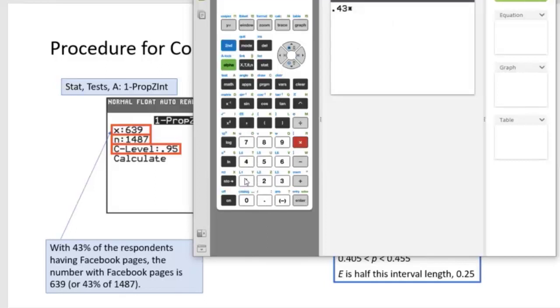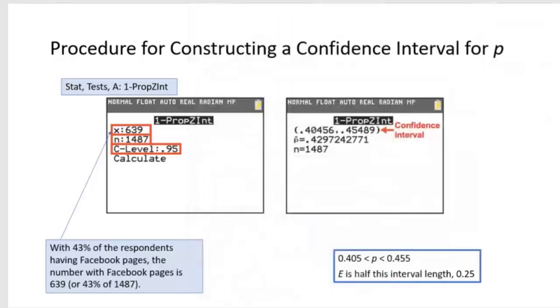0.43 times 1,487. And notice this does come out to that part of a person, but I rounded it off to a whole number to say 639 people. Okay, and that rounding can make a difference. So since it's people, we need to go with a whole number, and it should be a whole number since it was binomial. Then after you put in that X and the N in the confidence interval and click calculate, the result it gives you, this is our confidence interval.